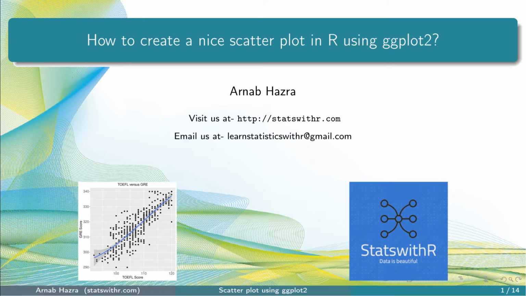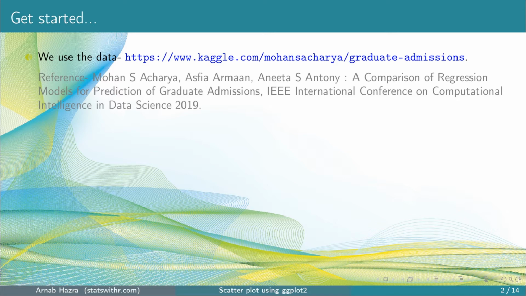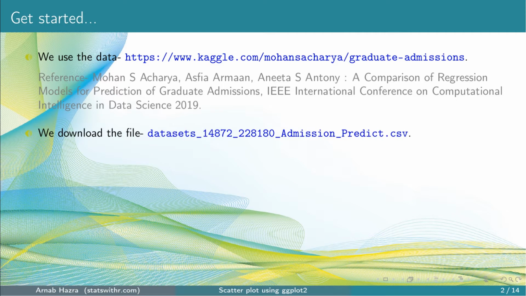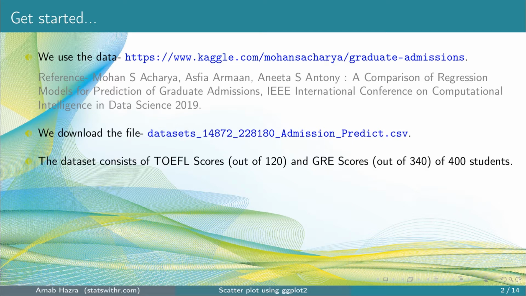So let's begin. For demonstration, we use the dataset Graduate Admissions from Kaggle. This is a highly voted dataset. We download the data as a CSV file. The dataset consists of several variables. Here we focus mainly on two of them, the scores in TOEFL and GRE. As many of you might know, the scores in GRE are between 260 and 340, and in TOEFL they are between 0 and 120. This dataset contains observations from 400 students.